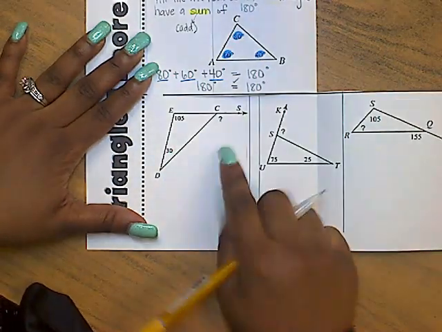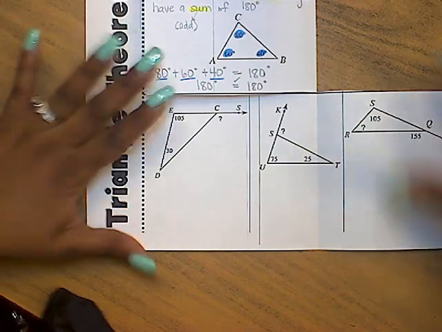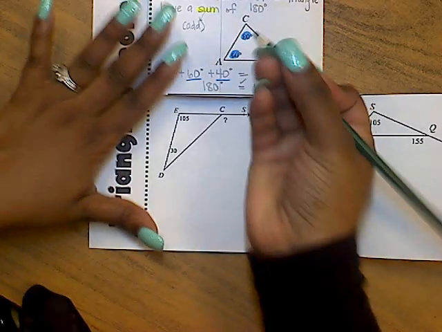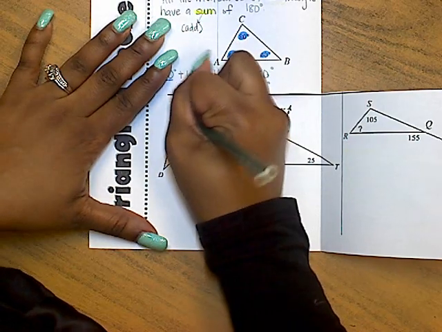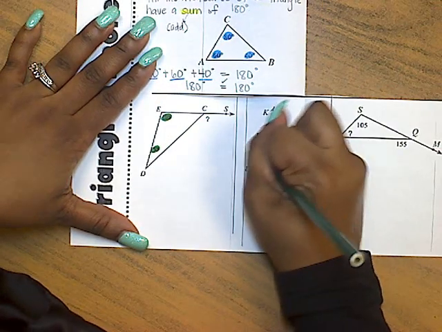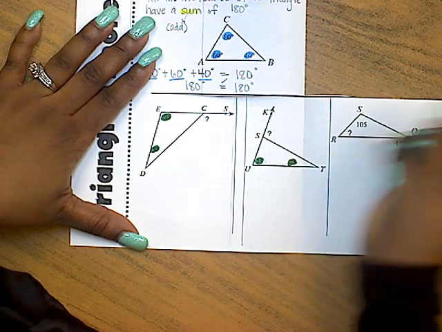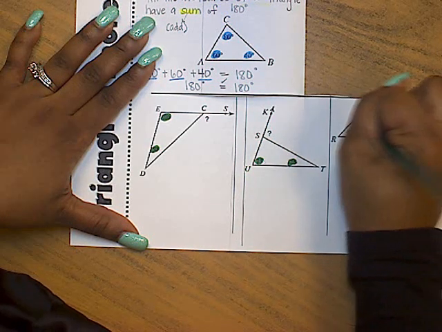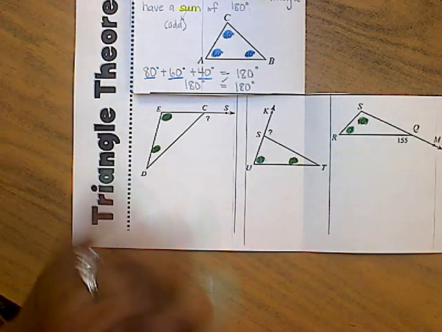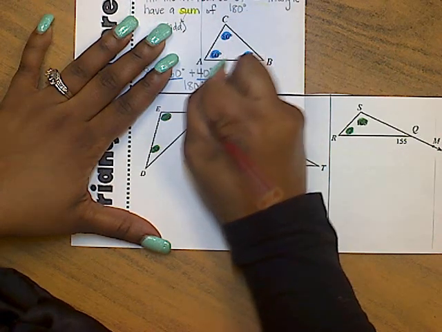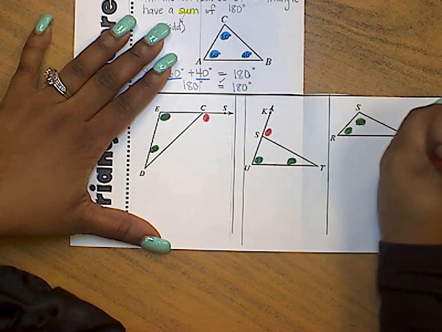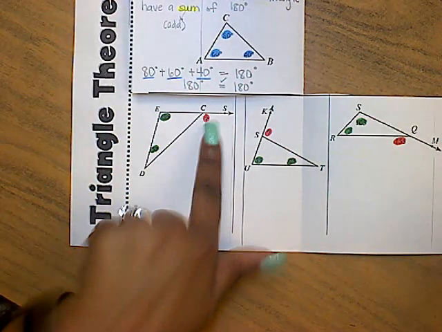So, let's look at our practice. Again, same thing we did here, identify our remote and exterior. So, we have our remote here. I'm going to do this on all of them so we don't have to keep coming back to it. You just want to identify the remote. Okay. And now we want to identify the exterior. So we know when we add our green together, it's going to equal our red.